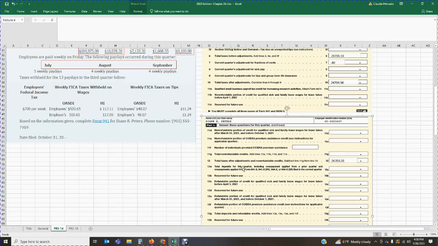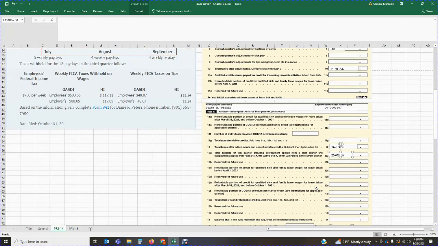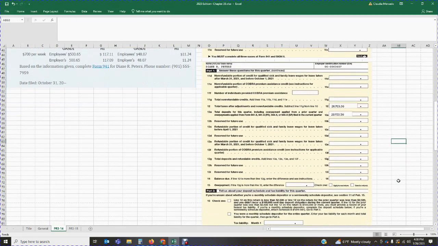Okay. Number 13, total deposits for the quarters, including any overpayments filed in the current quarter. The total number of payments submitted were the 26,703.56. Okay. Now the rest of the line items, 13B, 13C, 13D, 13E, and 13F, you can read over them, but they do not apply to this particular problem. Okay, every problem can be different, so you need to read through all of these line items. But we don't have any information about COBRA or any of those sick and family wages, so none of that applies to us.